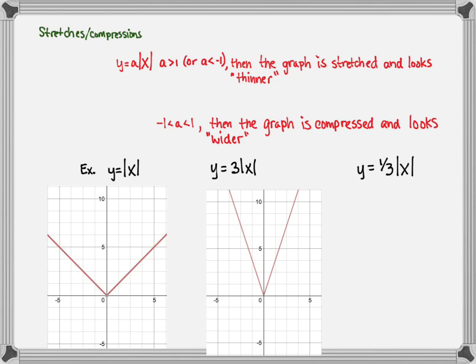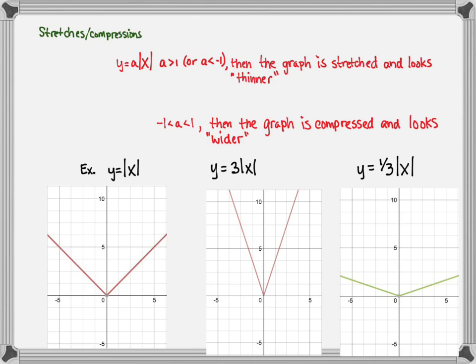y equals 1/3 times the absolute value of x. So here a is between negative 1 and 1. So this is going to be compressed vertically. When we do that, if we're pushing the graph in towards the origin, it looks like it gets wider.